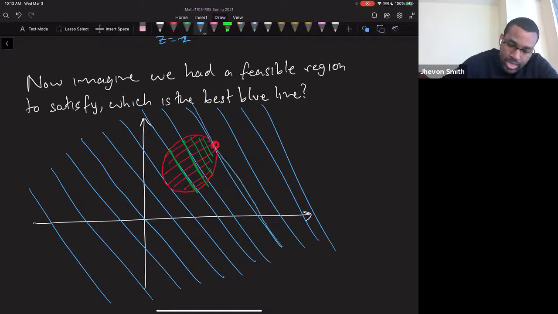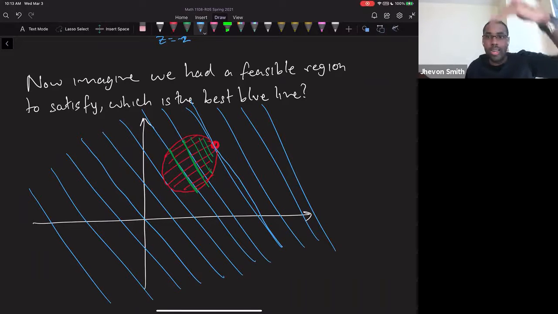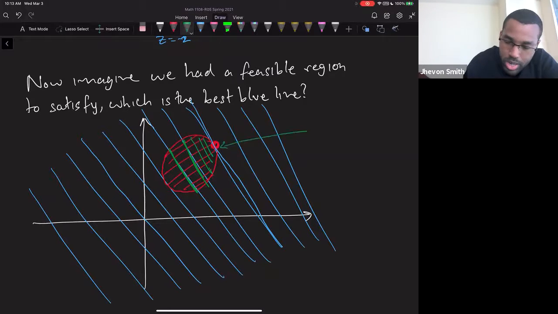See, the moment I pass this blue line, I'm no longer in my feasible region, and that's not a solution anymore. However, until that point, I can keep jumping to a different blue line, and I will get bigger and bigger z values until I get to the edge. So you'll notice here that the max z value would occur here. On the boundary.